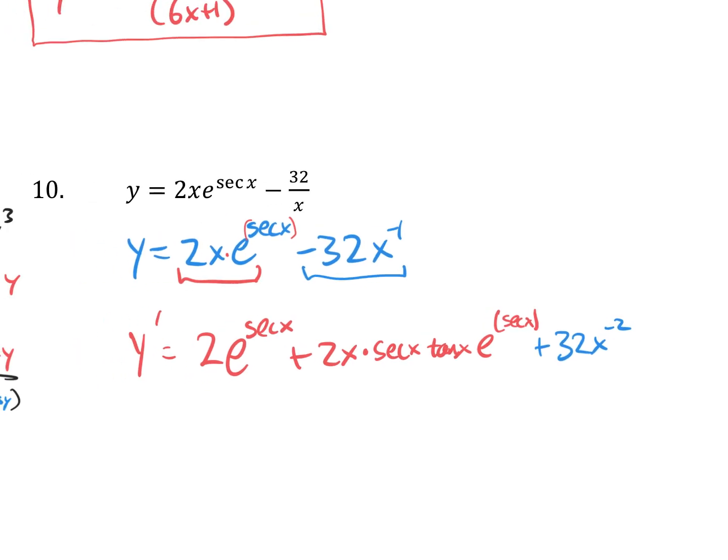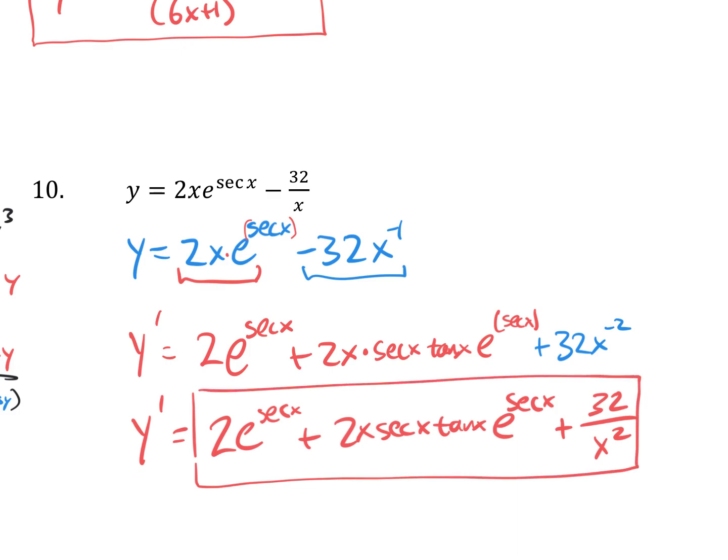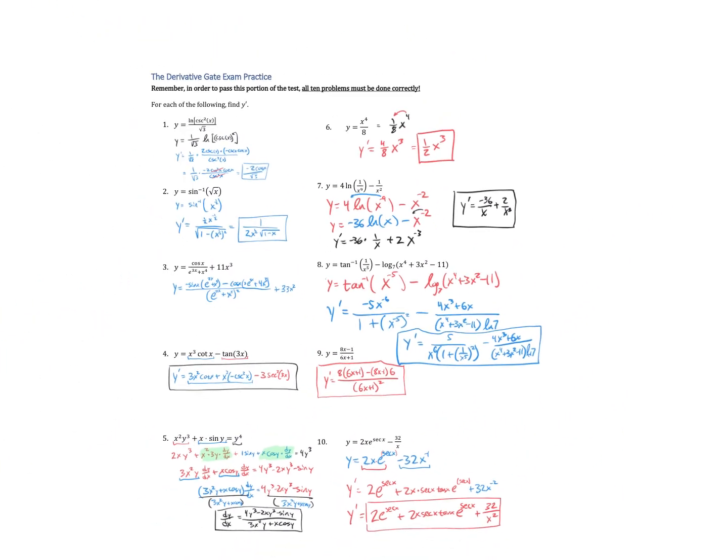And the only last thing we'd like to do is we want to get rid of that negative exponent. So we have 2e to the secant x plus 2x secant x tan x e to the secant x plus 32 over x squared. Again, there's more we could do to rewrite this. We could factor out e to the secant x and do other things, but we don't care to. Not for this exam. All right? So there you have it.